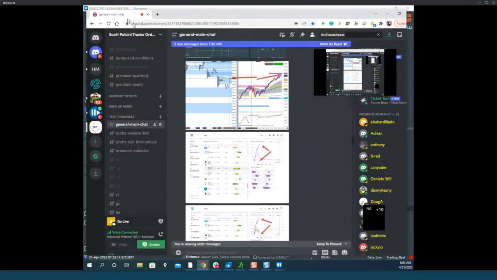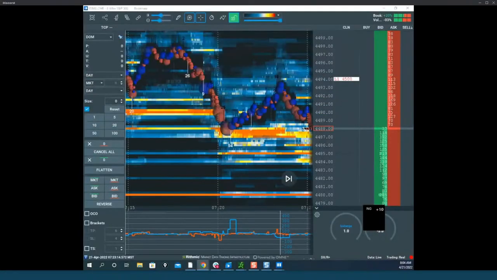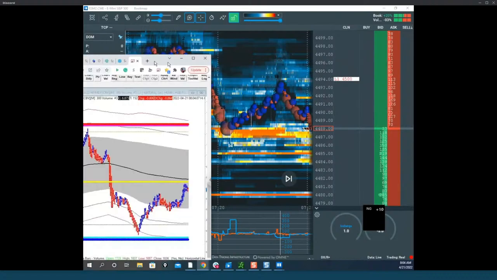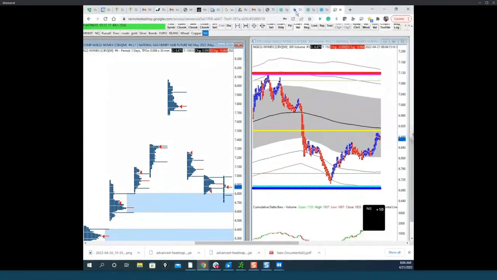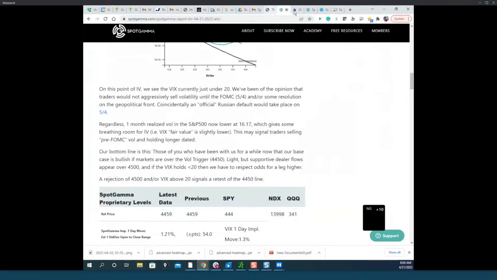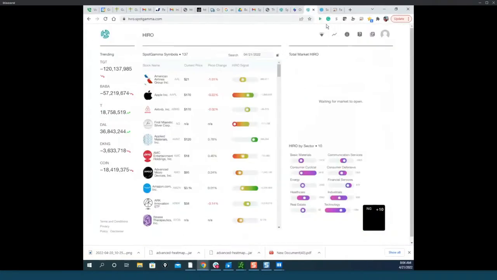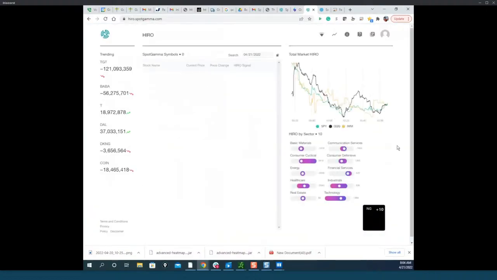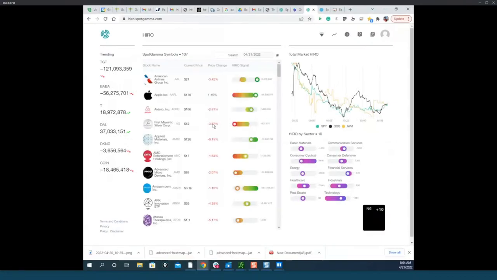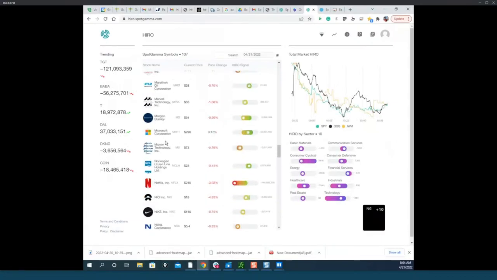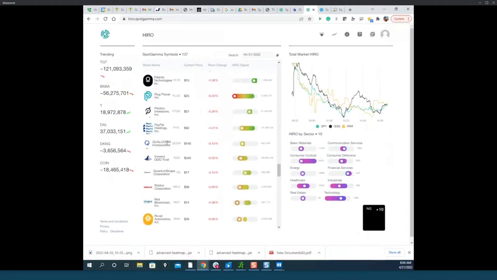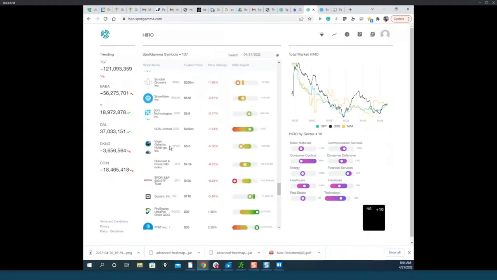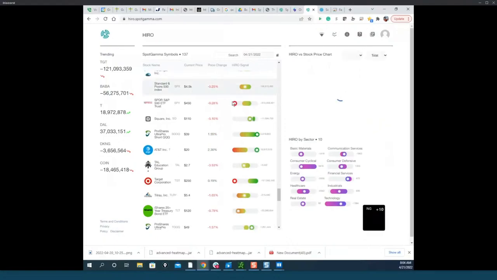Go back to that. Actually, let's look at what that looks like today. This is the real-time hero. Again, Bookmap has it, or you can get it on his website. Waiting for market to open. Pretty sure the market's already open. So this is basically just showing you options hedging or options activity versus where the market is. So let's go to SPX.